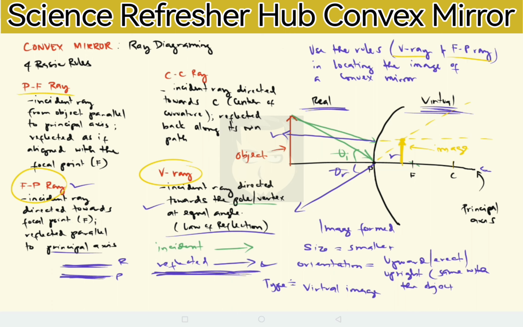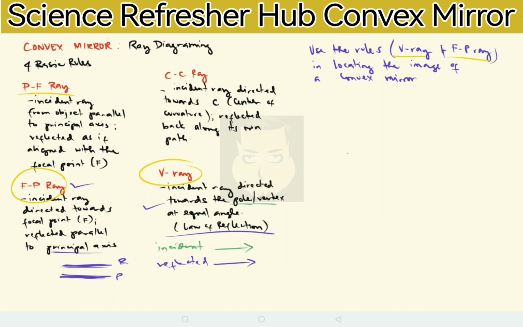I will have another sample here. Okay, I will erase everything, but this time we will not be using these two rules. Let's say we will have the PF and at the same time the FP rules in determining the image formed through a convex mirror.